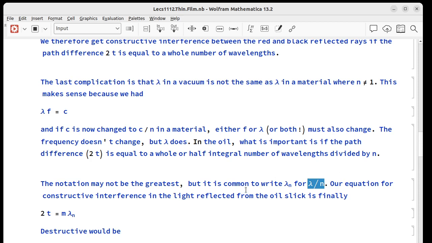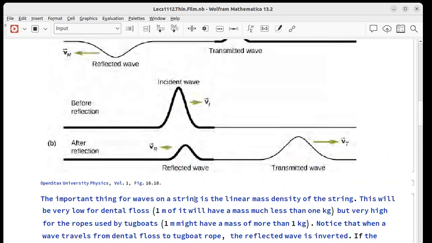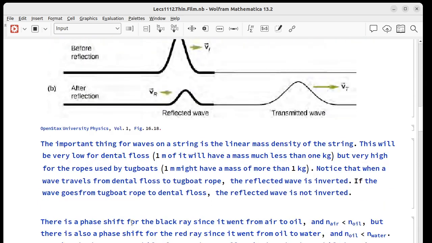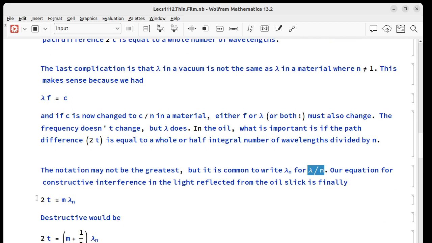So we could write our equation for constructive interference in the reflected light. In other words, what light coming out of here is going to be brighter. We can write that equation as 2t equals m lambda n. This is the extra distance. This is the number of wavelengths in the oil, and this m is an integer. It's 0, 1, 2, 3, 4. It obviously can't be 0 because then we'd have no thickness.